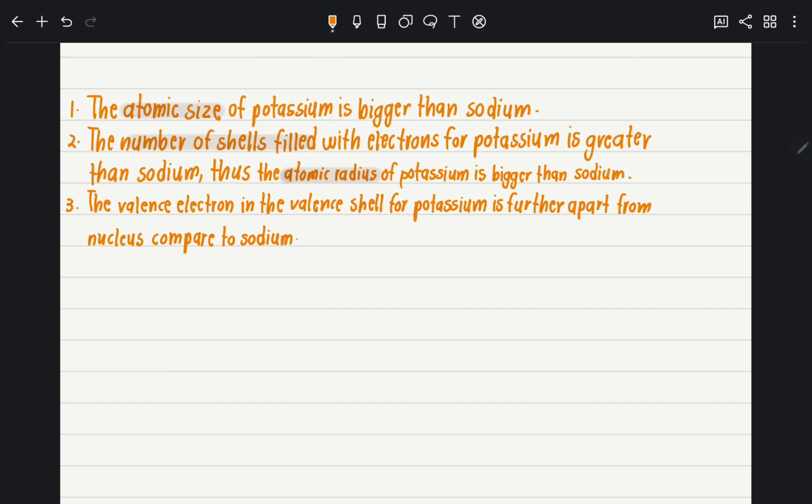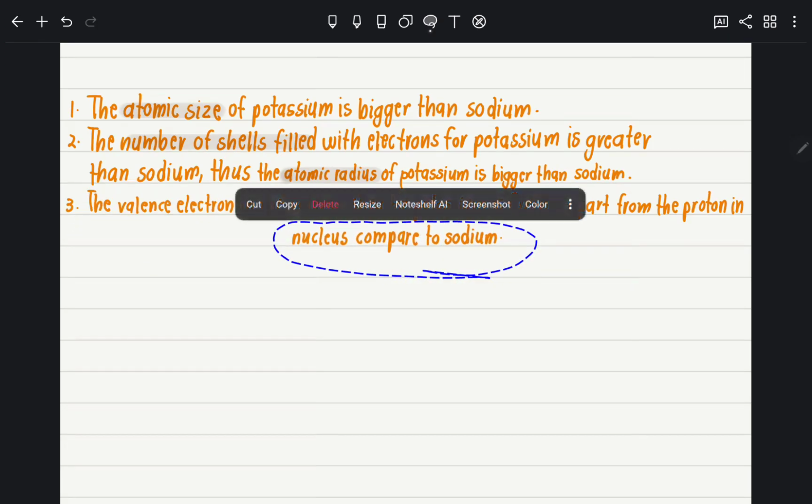Wait, is this sentence complete? I want to check. Oh, add a little. Because you know that the interaction is between electrons and protons, right? So here you can add: the valence electron in the valence shell for potassium is further apart from the protons in the nucleus compared to sodium.